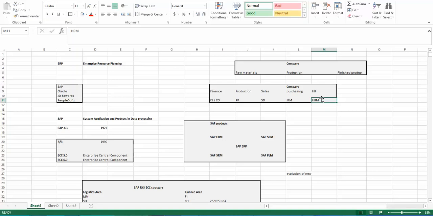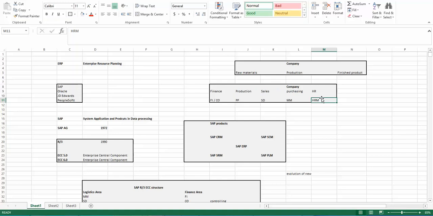So the transactions that happen across each of these pillars, each of these departments, are recorded under each of the applications by the respective employees who work in that particular department. So the daily transactions, even if it's a small transaction, have to go through the SAP ERP.